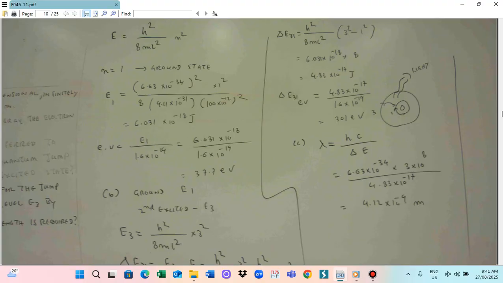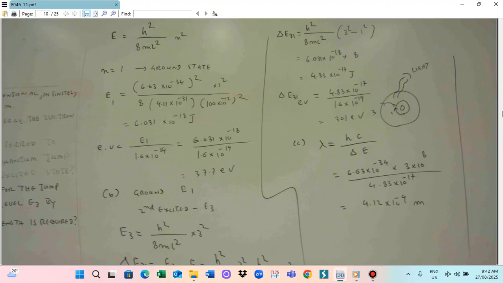100 picometer is equal to 100 multiplied by 10 power minus 12 meter, squared. So by solving this, E1 is equal to 6.031 × 10^-18 joules. So E1 can also be calculated. E1 into n squared, where n is equal to 1, so this becomes 1 squared. So 6.031 × 10^-18 joules.